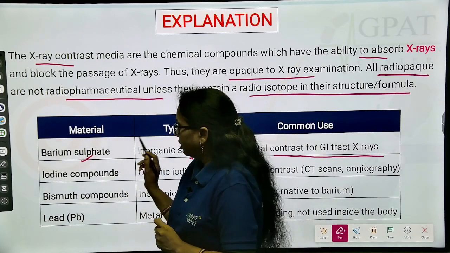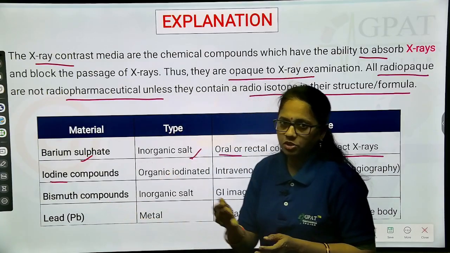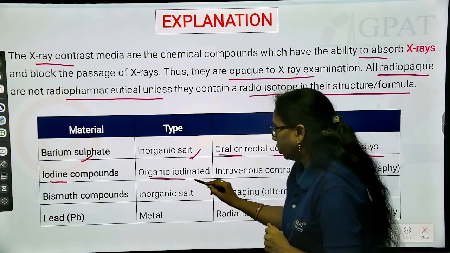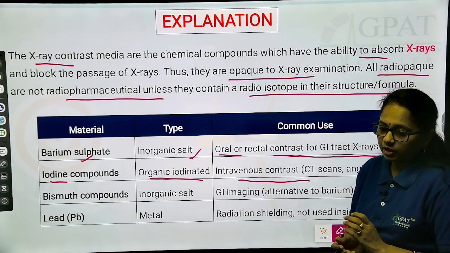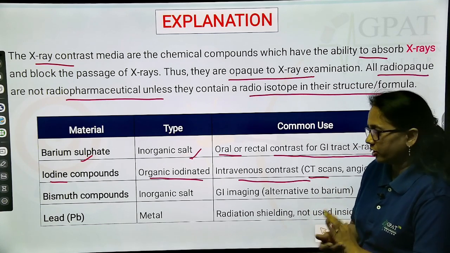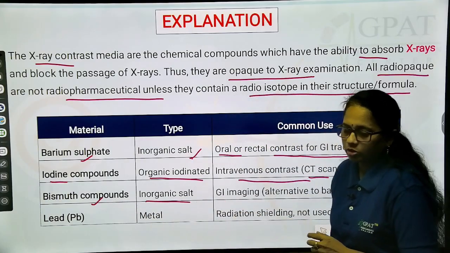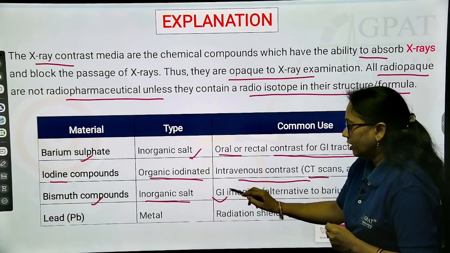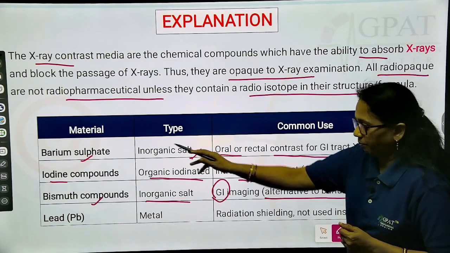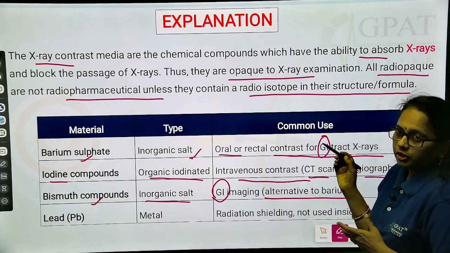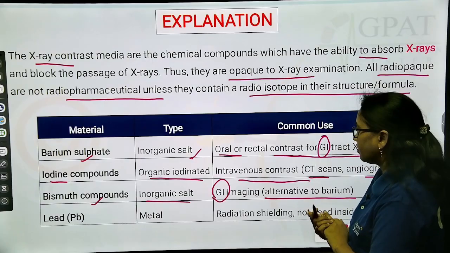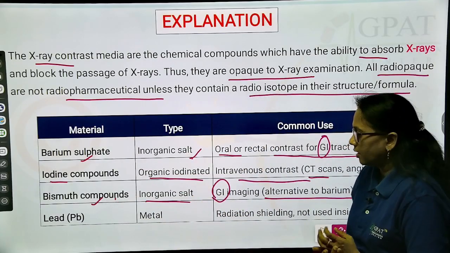Okay. So, this is barium sulfate, and next iodine, we have already discussed iodine 131, iodine 125. All these isotopes are used as IV contrast, intravenous contrast, that means in CT scans as well as angiography, we are going to use these iodine isotopes. And bismuth compounds, as inorganic salts, we use in gastrointestinal imaging, as an alternative to barium. So in GI related scannings, as an alternative to barium, we use bismuth compounds.